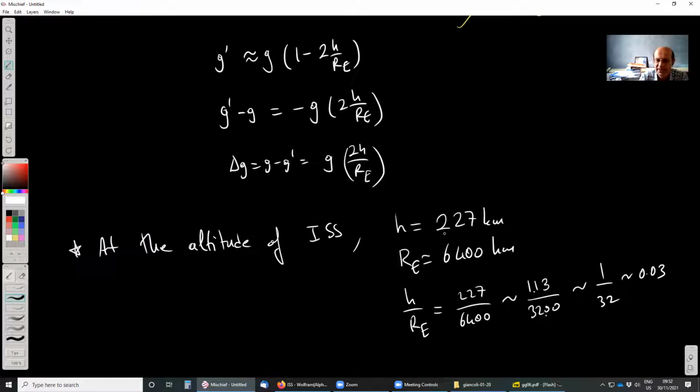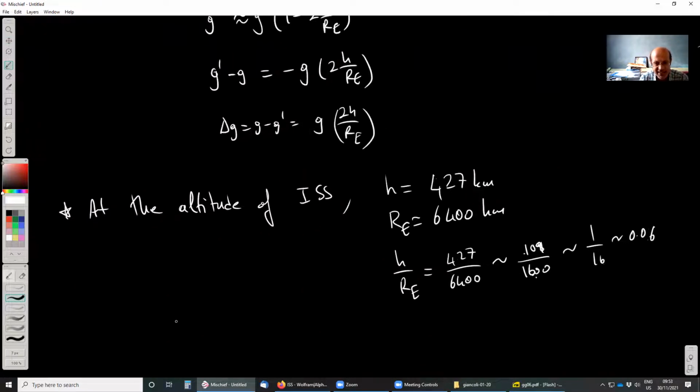Sorry, this is 427. Extremely sorry. 427. So if I divide by 4, then it's like 1600. And it's going to be 100 and something like 8 or 9. So that's going to be 1/16. What's 1/16? 0.06, right? Which means twice that.